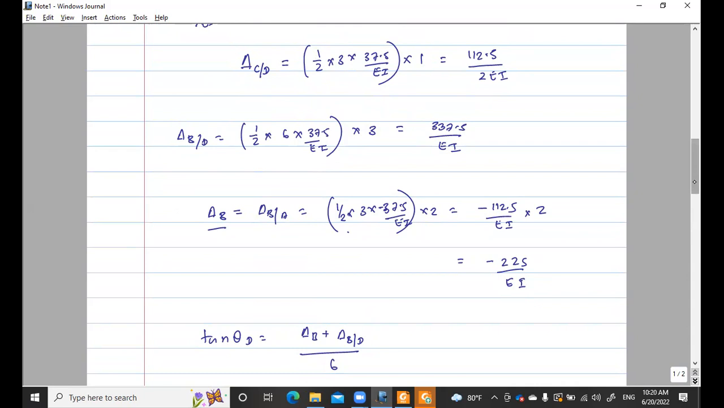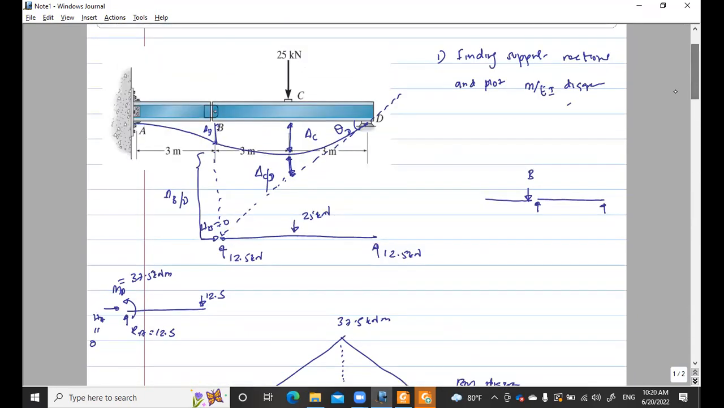The minus 225 indicates that this B is below the tangent A. But what I am interested in now is getting a mod value of delta B and delta BD. Mod means without sign. And then take the half of that, that should be equal to delta C plus delta CD. I already have delta CD, so I can find delta C.